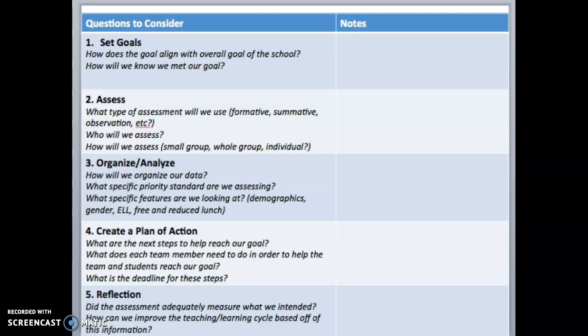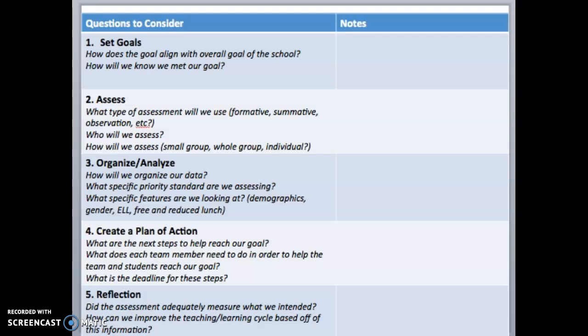Next, creating a plan of action. What are the next steps to reach our goal? What does each team member need to do in order to help the team and students reach our goal? And what is the deadline for these steps? So staff has a clear picture of what they need to do and when it needs to be done by.